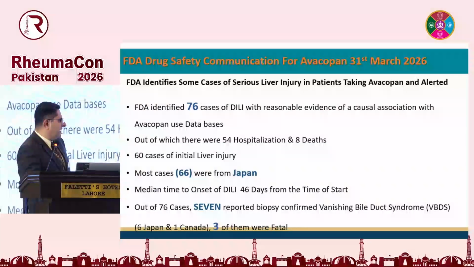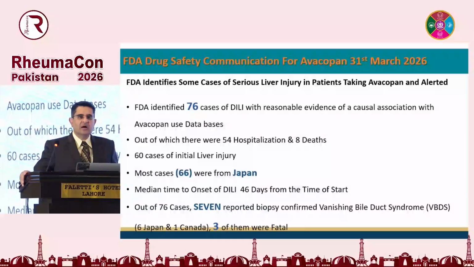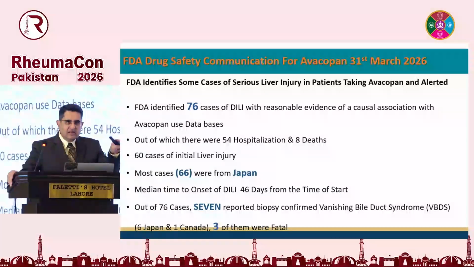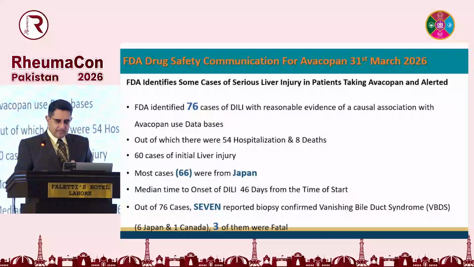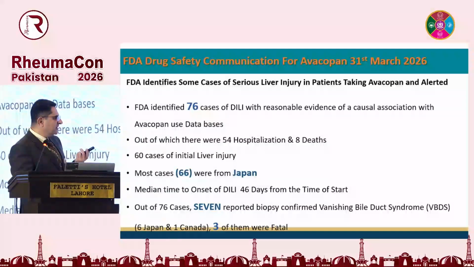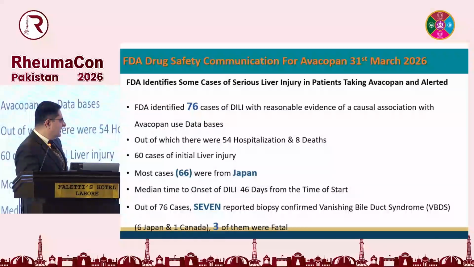66, were from Japan. There was a study I was reading on why Japanese people have a good effect of low-dose methotrexate as compared to European people. There were certain genetic attributes which lead to increased levels of methotrexate at a low dose for rheumatoid arthritis patients as compared to the European population. So it can be something like that, an attribute causing this problem.